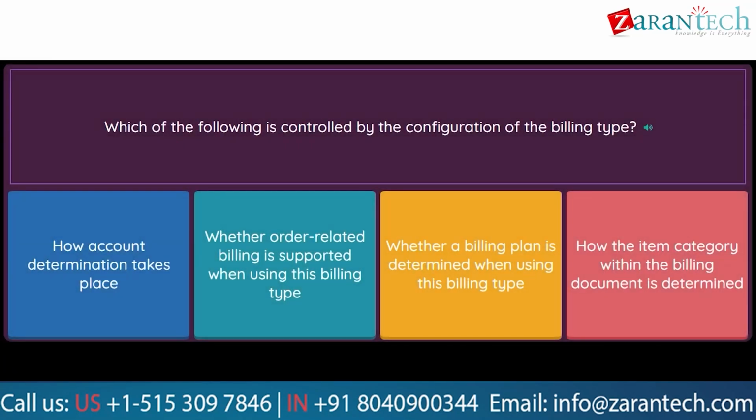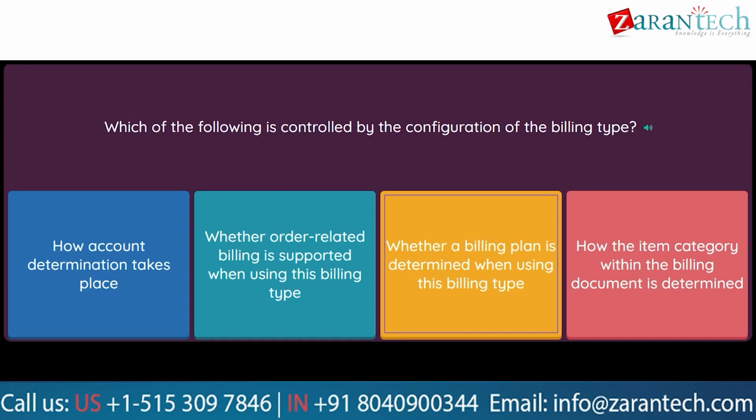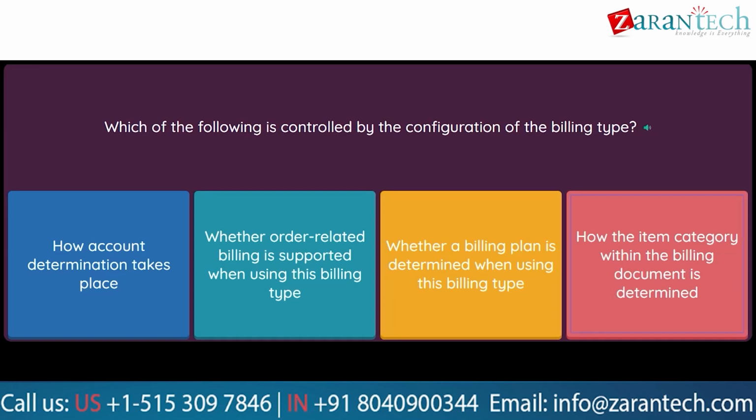Question: which of the following is controlled by the configuration of the billing type? Option 1: how account determination takes place. Option 2: whether order-related billing is supported when using this billing type. Option 3: whether a billing plan is determined when using this billing type. Option 4: how the item category within the billing document is determined.